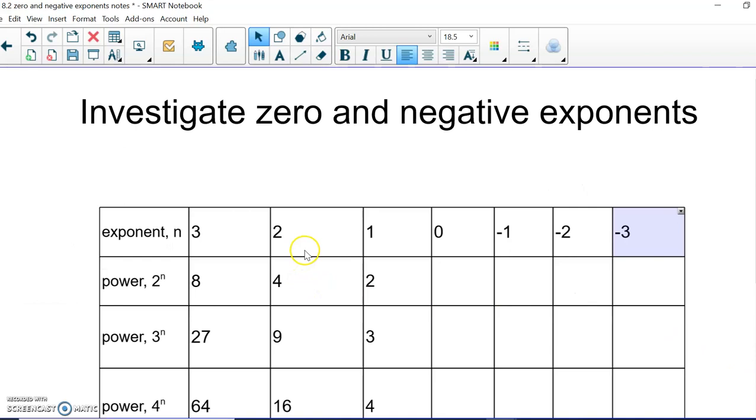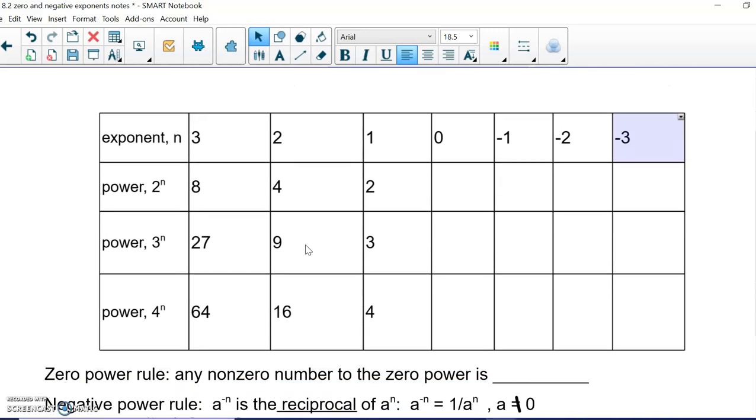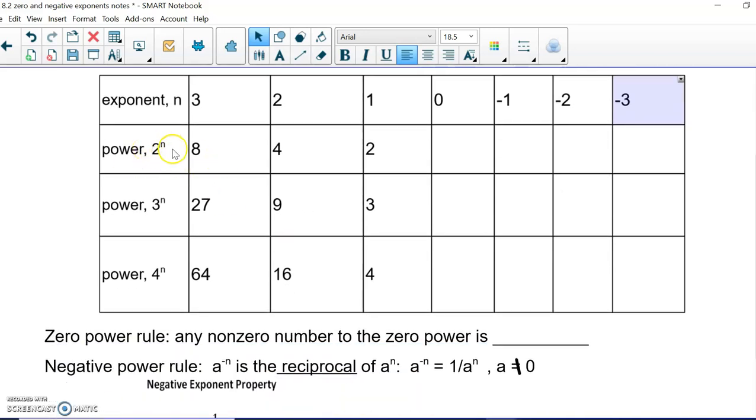Now we're going to investigate what happens if that exponent is a 0 or a negative. We haven't looked at that type yet. So to investigate, I made a little table. We're going to start with our base is 2, and we're going to take it to the third power, second power, first power, 0, and then we're going to go into the negatives. So 2 to the third power means 2 times 2 times 2, which gives us 8. 2 to the second power is 2 times 2 or 4. 2 to the first power is 2.